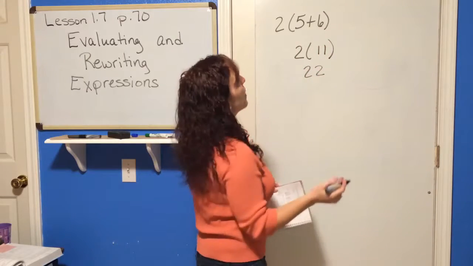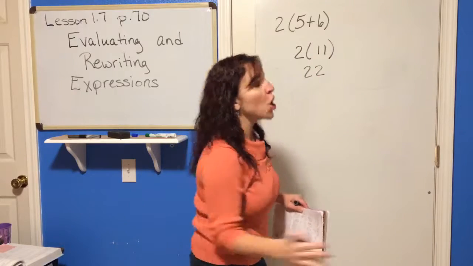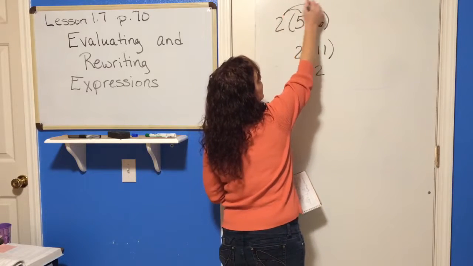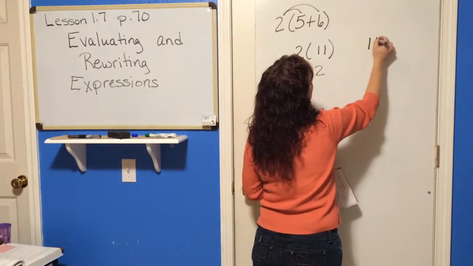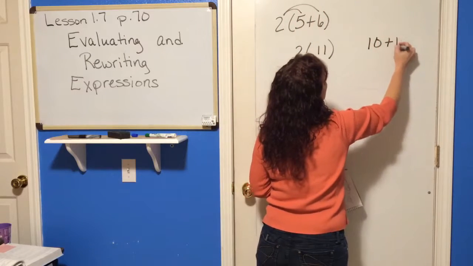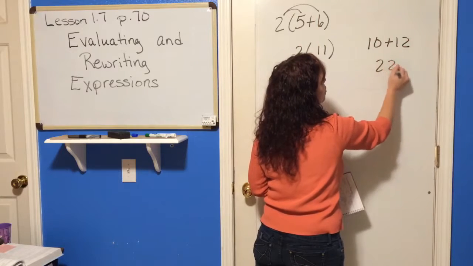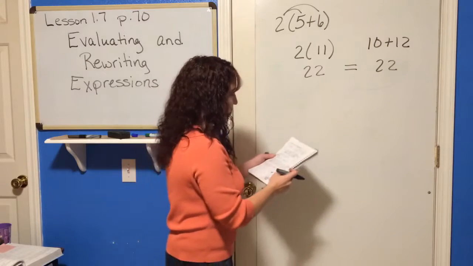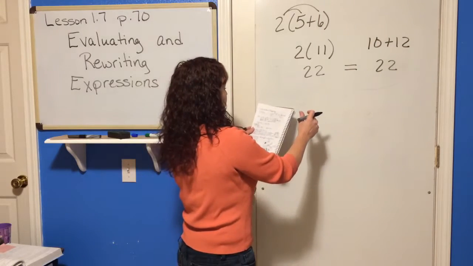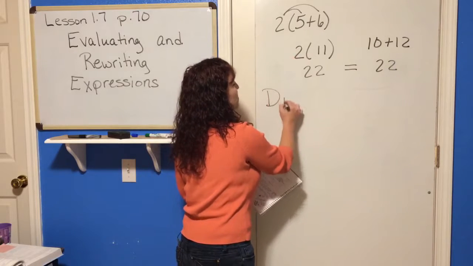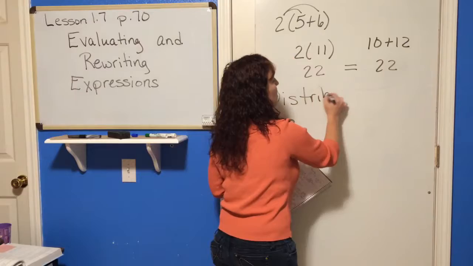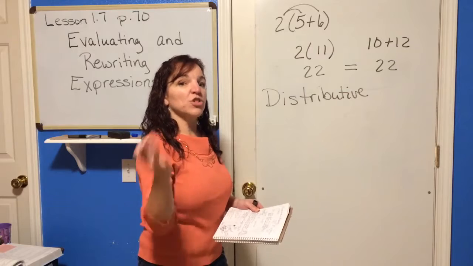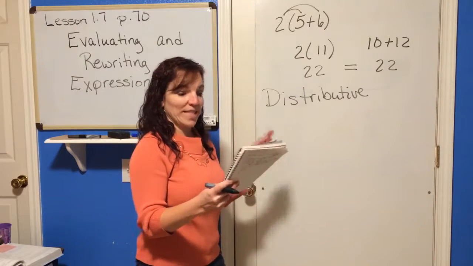But the distributive property says I can multiply first as long as I multiply everything on the outside by everything on the inside. So 2 times 5 is 10. 2 times 6 is 12. And 10 plus 12 is 22, which is the same as I got when I added first. So this is the distributive property. It simply says you can add first or you can multiply first as long as you multiply everything in your parentheses. All right.